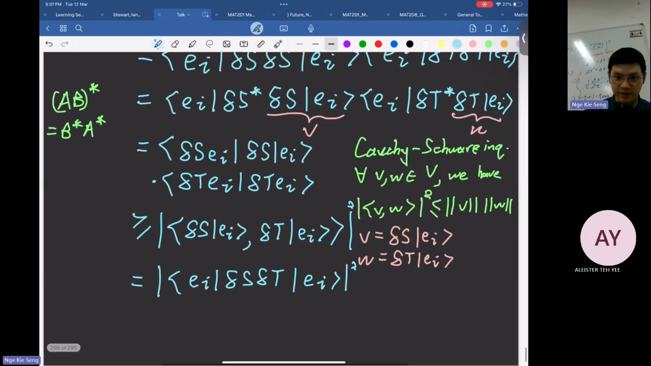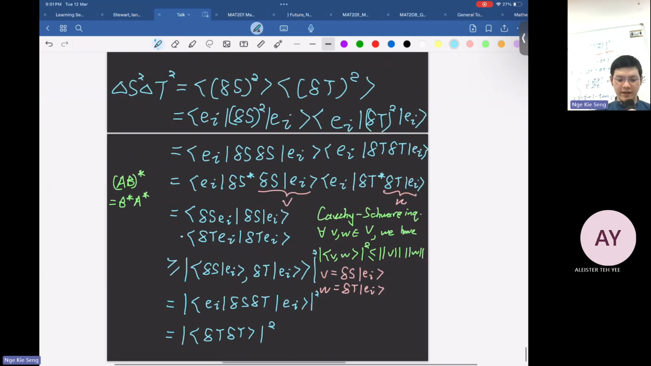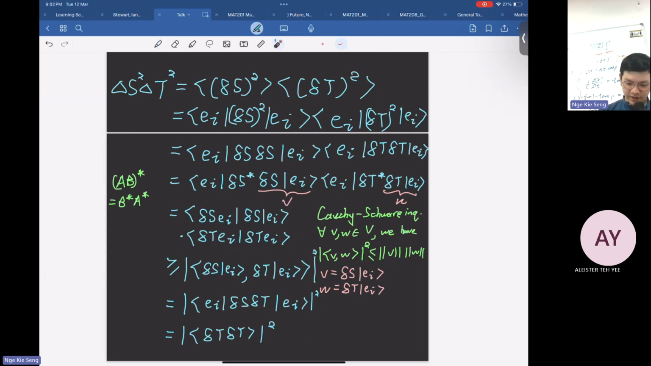So what is this? This is really the expectation value of delta x times delta t, small delta. If this guy is positive, then we are done. Sorry, delta x and delta t. Now we need to analyze what is the expectation value of delta x times delta t.